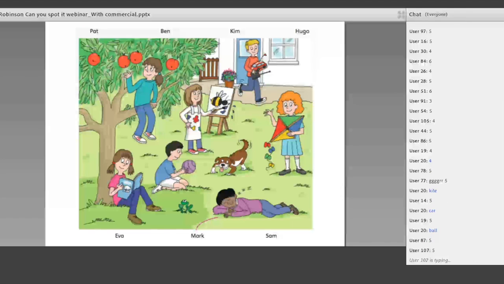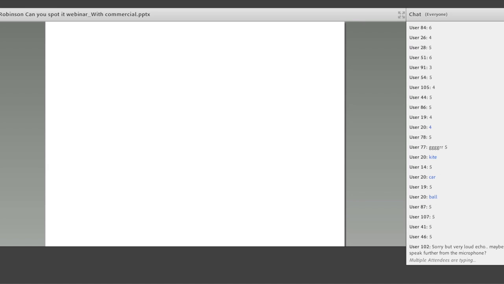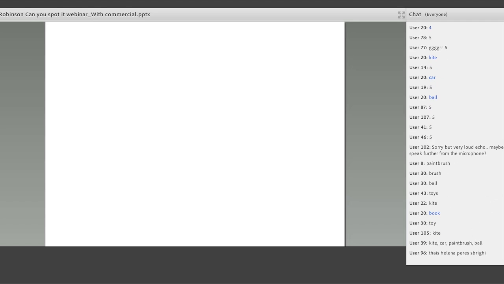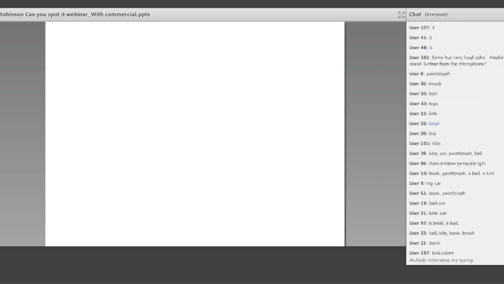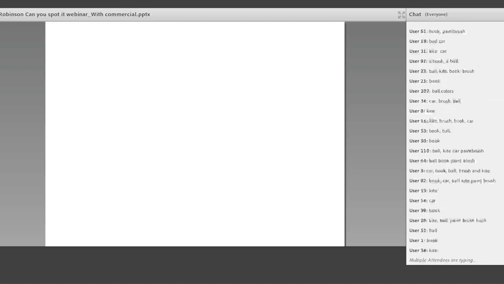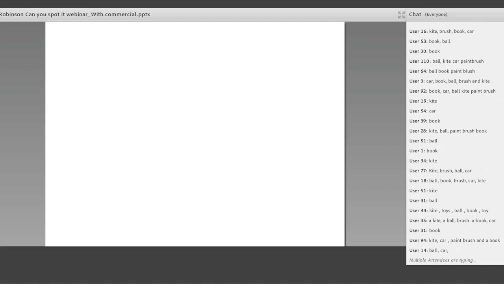Okay, as you can see, I've just put the picture back up there. There are 5 of the children who have got something in their hands, who are holding things. What are the 5 children holding? What different things are they holding? Yeah, we've got a paintbrush, a ball, a kite, a book, and a car. Right, well done.